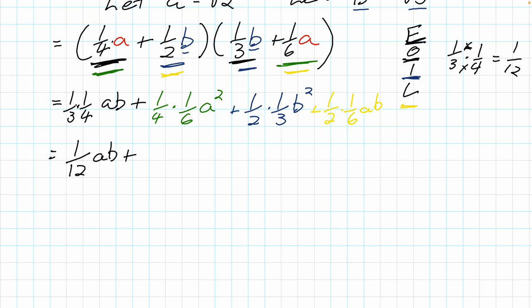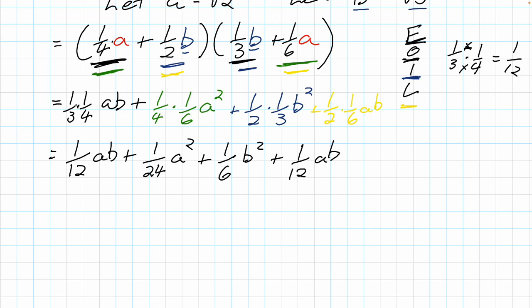Same idea. 1 times 1 gives us 1. And then 4 times 6. That's going to give us 24. A squared we've already worked with. That's nice. So I'll move a little quicker since it's the same process. We're just repeating it twice. So now we do 1/2 times 1/3. That's going to give us a 1/6 and B squared. And we have 1/2 times a 6th. That's going to give us a 12th again times AB.